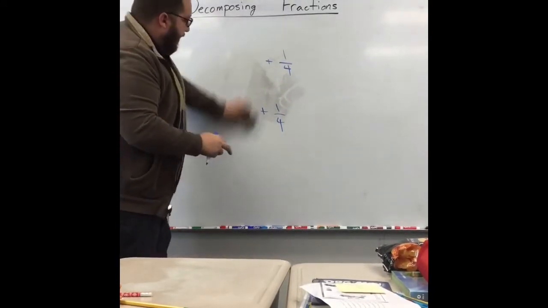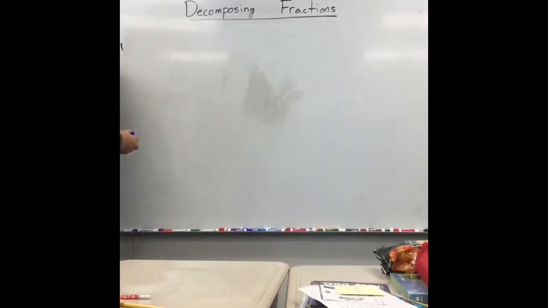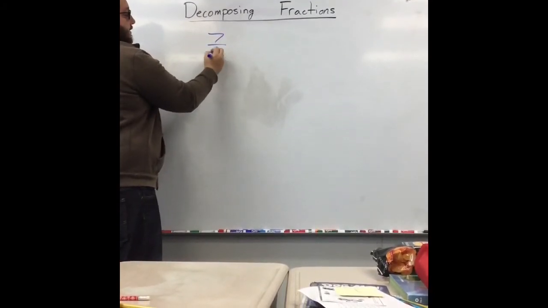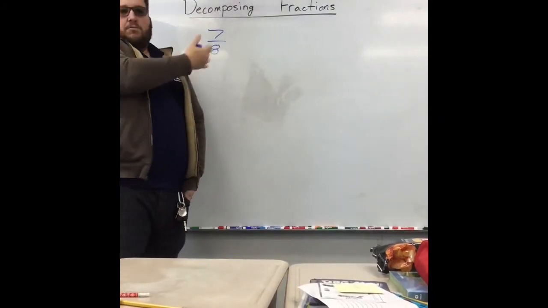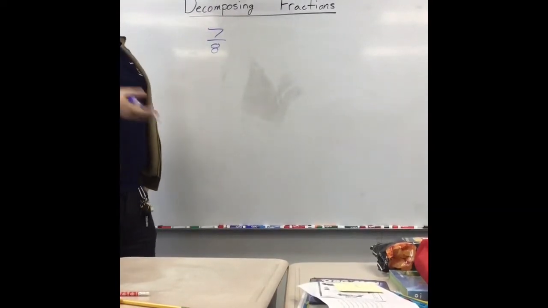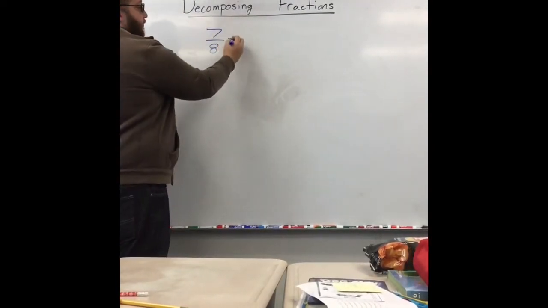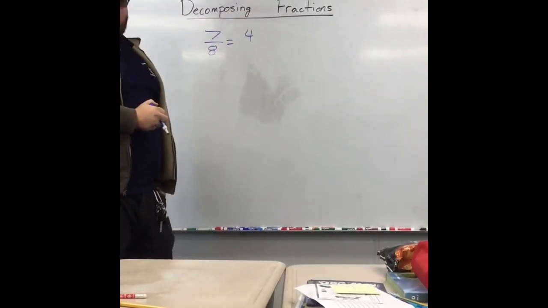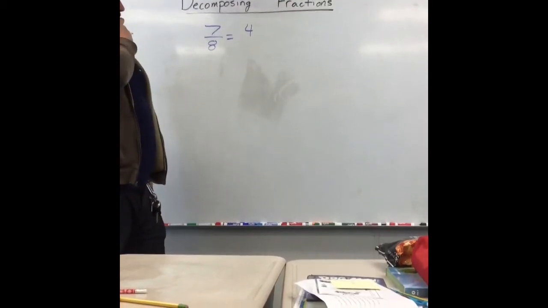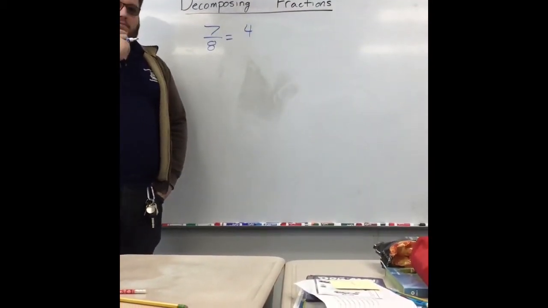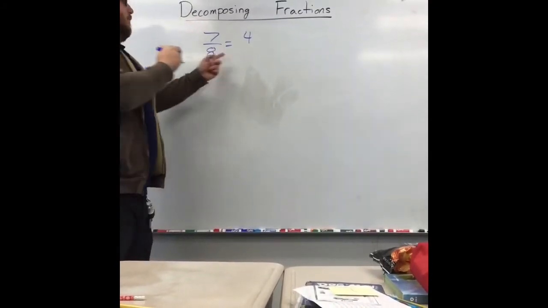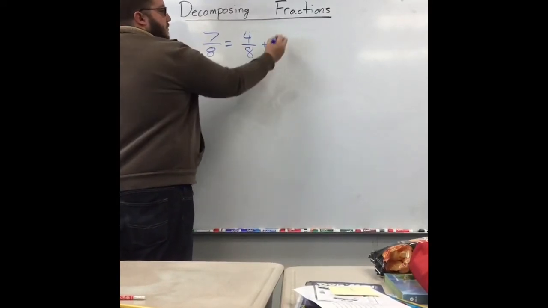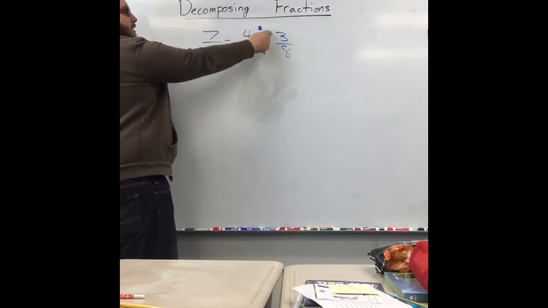Let's just do one without the fraction strip. Let's say I have the fraction 7/8. Can someone raise their hand and tell me what is one way I can decompose this fraction? Jasmine? 4 plus 3. I'm just adding a whole number 4. What do I need? 4/8. 4 eighths. Plus what? 3/8. Plus 3 eighths. Ladies and gentlemen, is 4 plus 3 7?